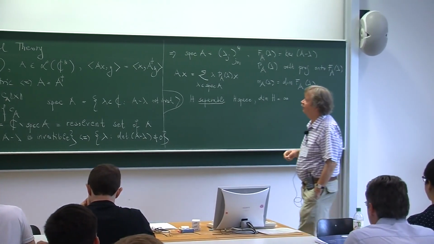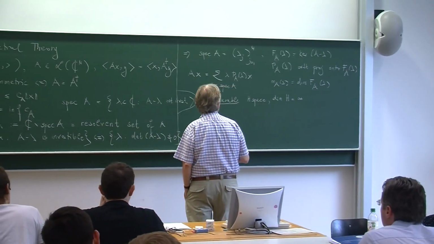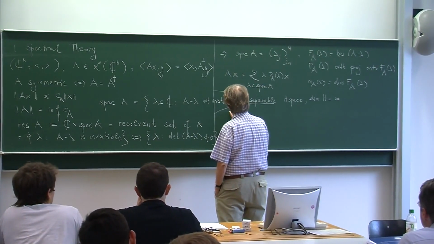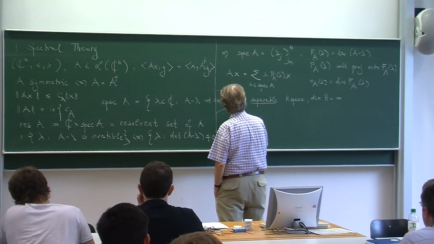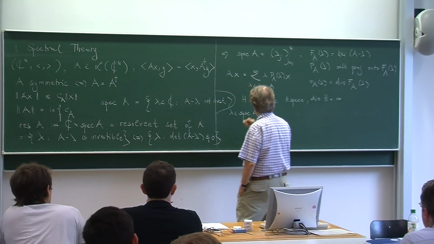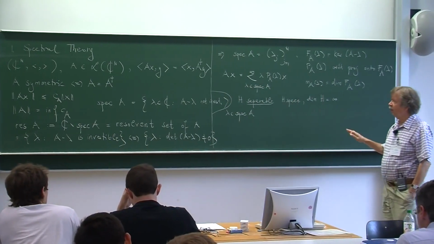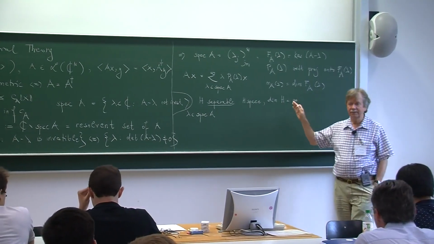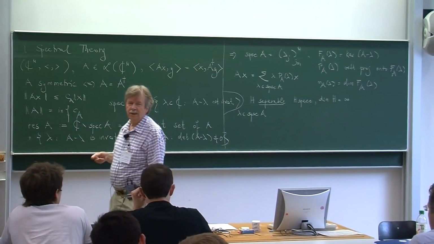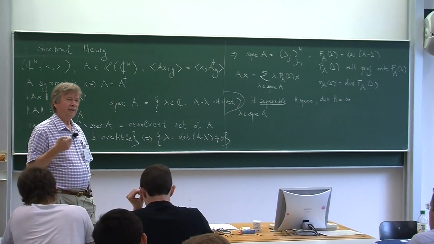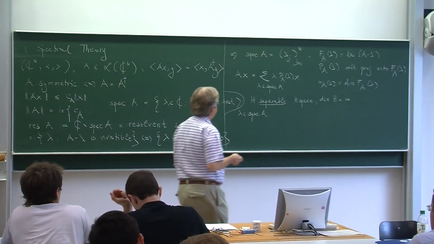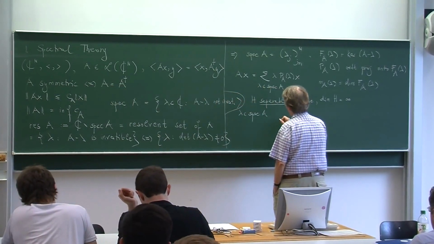Then we can do largely the same, except we have now to look a little bit more carefully at lambda in the spectrum. So recall, if I know that A minus lambda is bijective, so it's injective and onto, then the inverse operator is automatically continuous. This is, let's say, the closed graph theorem.